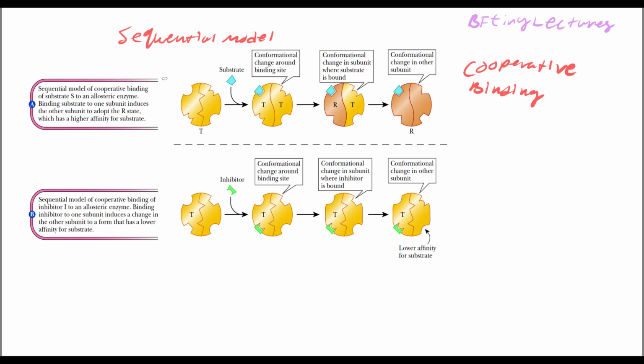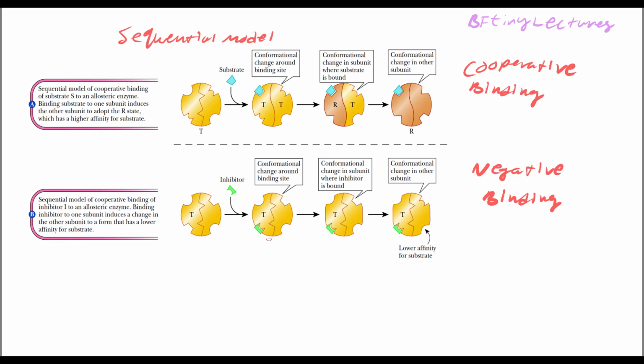So this is what it means to be sequential. It doesn't happen at once. In the concerted model, whenever a substrate comes into contact with the enzyme, this becomes relaxed and this becomes relaxed automatically. But in the sequential model, the substrate goes near the enzyme, and it takes a little bit for the enzyme to fully convert into an R. But now let's talk about the other binding method. This is going to be negative binding.